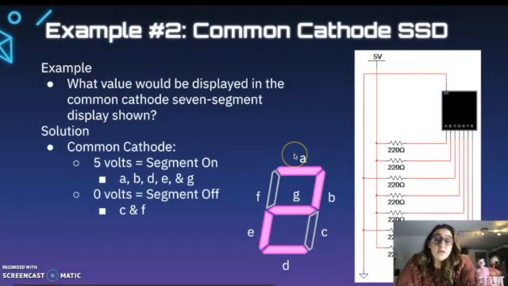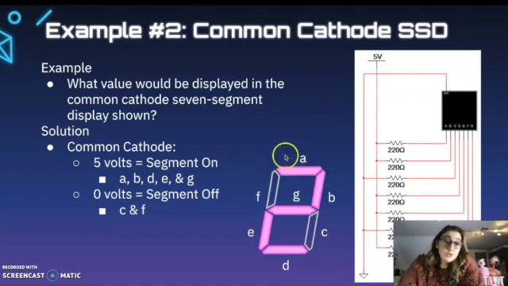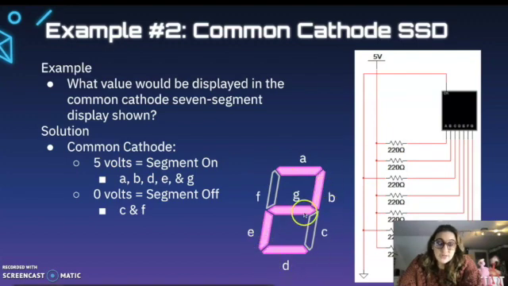So we are looking at the number 2 or capital letter Z, depending on what you were trying to display. Because this is common cathode, our segments that are on at 5 volts are the A, B, D, E, and G segments. And then at 0 volts, we have the C and F segments. If we look over here at our map out, we can see A, B, C. C is connected to our ground. And then the other segment that's connected to ground is our F, and those are the 2 that are turned off currently.